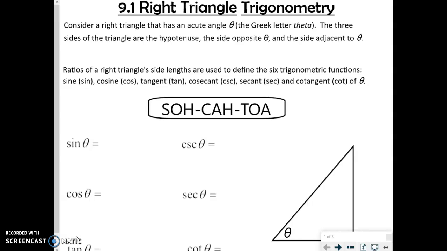Today we're going to get started in our 9th unit of the year, Trigonometry. And we're going to start that today with Lesson 9.1, Right Triangle Trigonometry, which is the base of everything else that we're going to be going through in this unit.